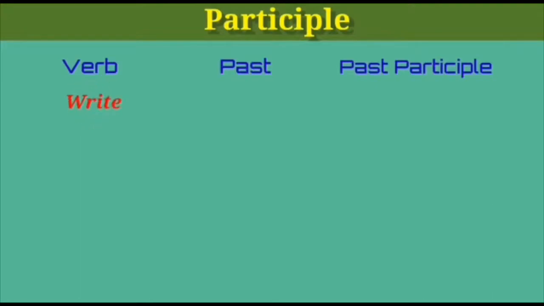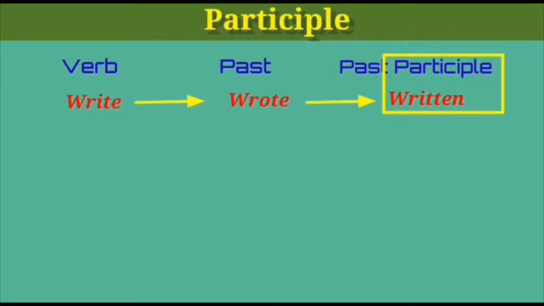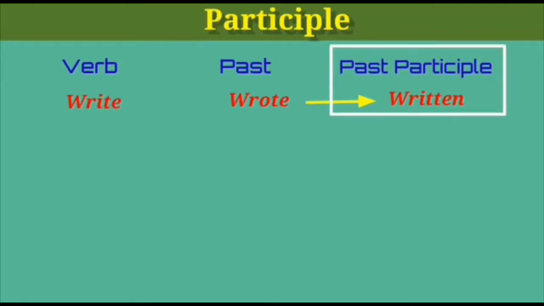Such as, we'll take the example of the verb write. Everyone knows that write is a verb. What is the past of write? It is wrote. After wrote, what comes? Written. This written is a participle. It is called past participle.